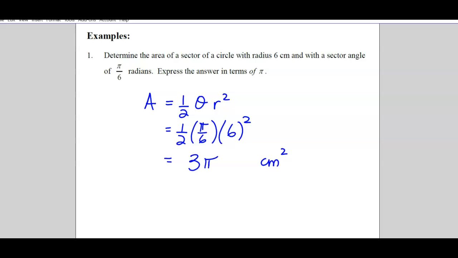Okay, pretty easy questions, right? Remember, sometimes the IB material isn't harder, it's just new stuff, different stuff.